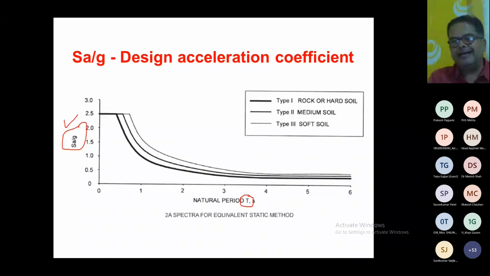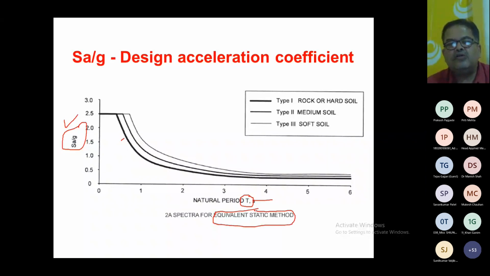Now this is the natural period of what? It is the natural period of the structure. There are 3 curves given. Type 1 is rock, type 2 is medium soil, and type 3 is soft soil. So the inner one is type 1, and the outer one is type 3. Soft soil has an enhanced response. Now this is what we use for the equivalent static method.